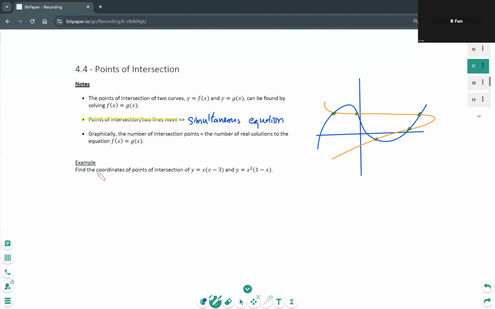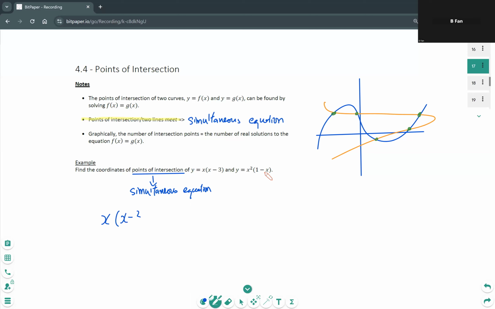Example: find the coordinates of the points of intersection of y equals x times (x minus 3) and y equals x squared times (1 minus x). When I see the words points of intersection, it filters into simultaneous equations. It's a reflex. When you see a plate of chips, you eat them. When you see the words points of intersection, what do you think of? Simultaneous equations. So what do we do? Both equations equal y, so we can make them equal.